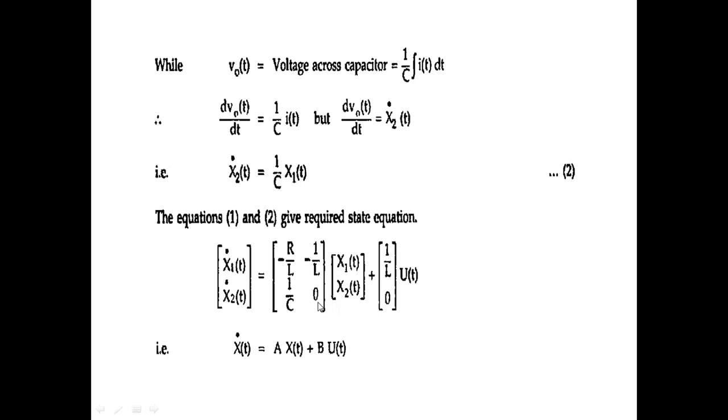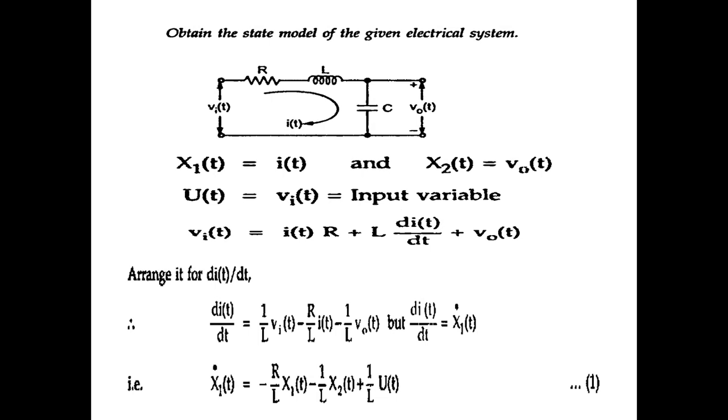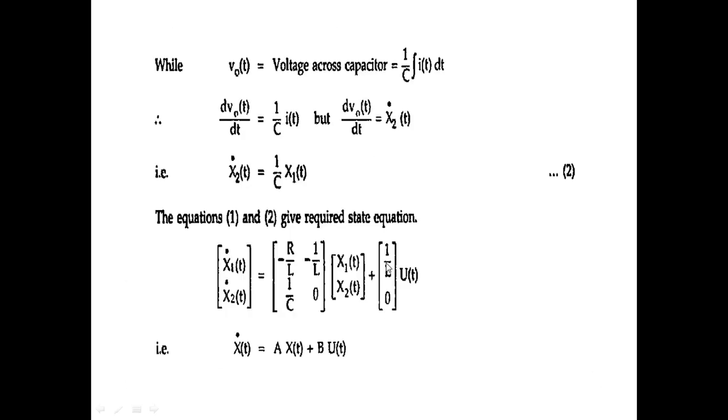Then what about B now? Again by using the two equations we need to form the B matrix. In the first equation we have 1 by L, and in the second equation we don't have any input, so the input coefficient is 0. So this is called the state equation for the given electrical network.